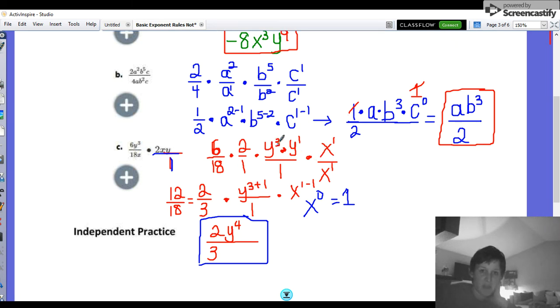So let's add the exponents for y, since those are multiplying. And we're going to subtract the exponents for x, since they are dividing. So we already got that was 2/3. 3 plus 1 gives us y to the fourth. And then this becomes x to the 0 power, which is 1. Womp womp. So that means we don't need that one. And this is our answer in simplest form.